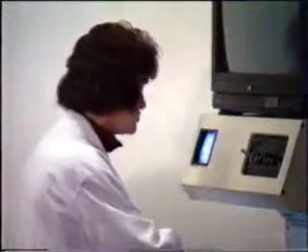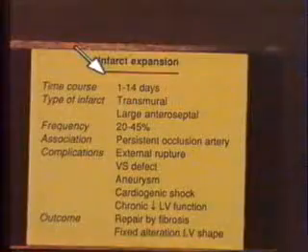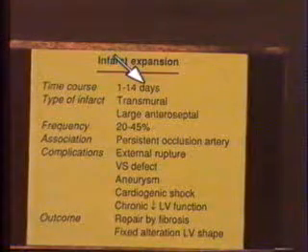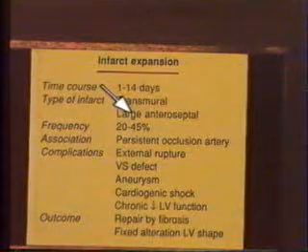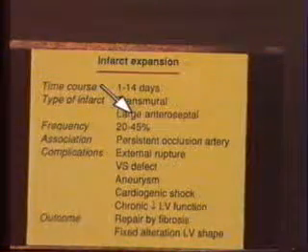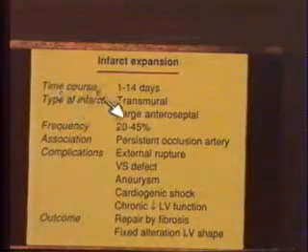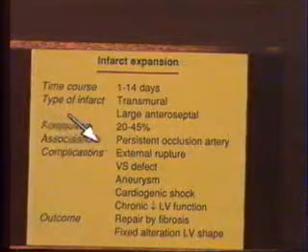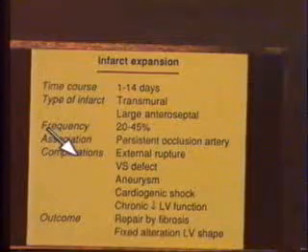And in what context do you see expansion? Well, the time course, as I say, is variable, occurring over 1 to 14 days. It's usually, as you can logically expect, associated with transmural infarcts. It's also more liable to be seen with large anteroseptal infarcts. It's quite frequent with imaging, seen in almost 50% of patients, and it's associated with a persistent occluded artery, and complications can occur.